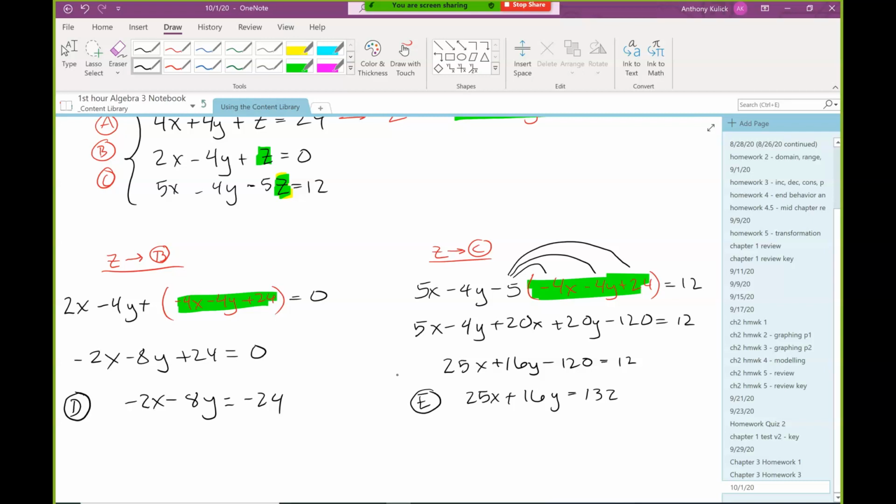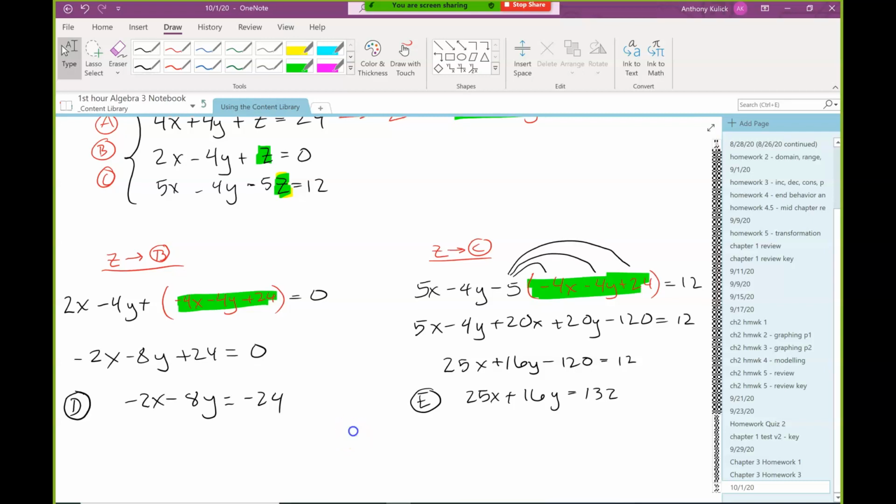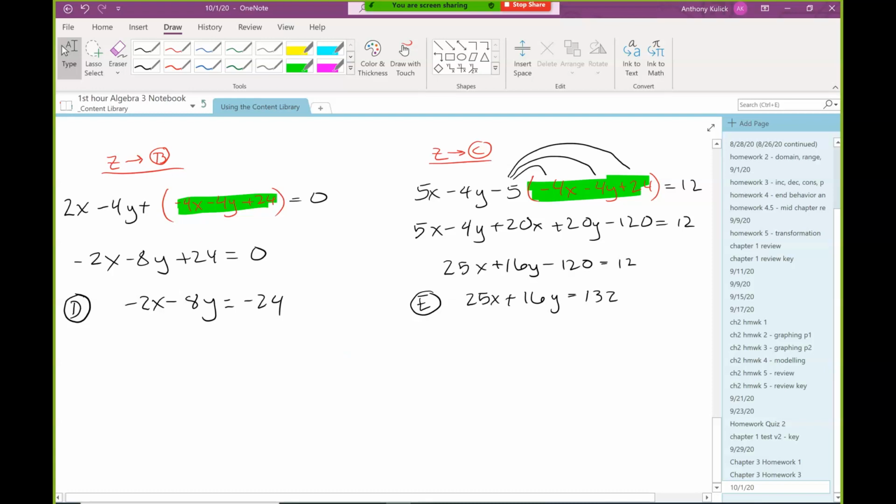Is everybody okay with what we've done to this point? Let's scroll that up a little. So I'm going to take equation D and equation E, and this is now going to form a two-variable system, just like we dealt with in last night's homework.